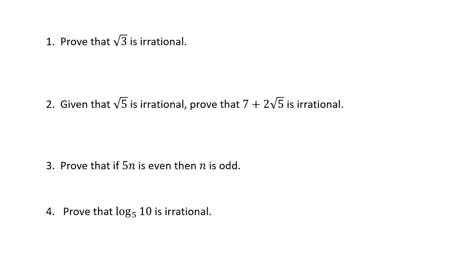Let's have a look at the questions. So the 4 that I've got here: prove that root 3 is irrational. If I give you that root 5 is irrational, prove that 7 plus 2 root 5 is irrational. Prove that if 5n is even, then n is odd. And prove that log to the base 5 of 10 is irrational. So pause just now and go and have a crack at each of these questions and then come back and have a look.